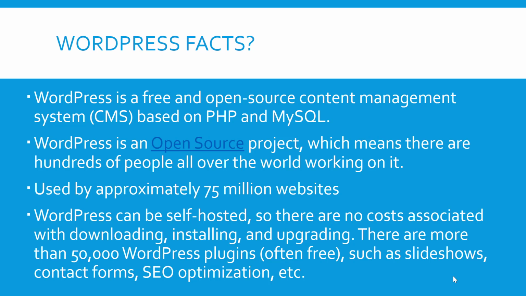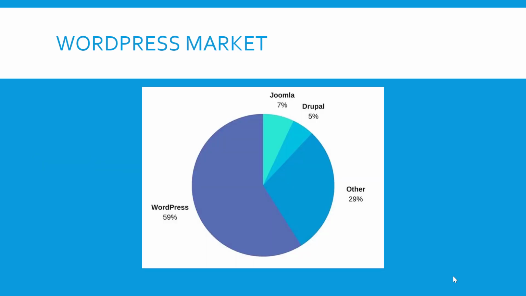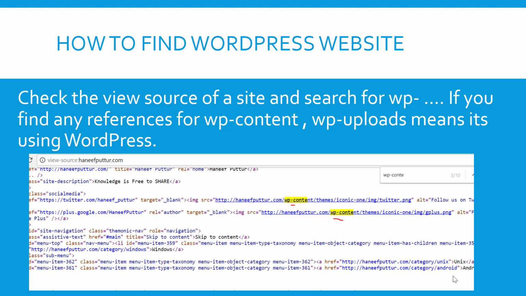WordPress is a free open source content management system which runs on PHP and MySQL database. It's widely used, and approximately 75 million websites today are running on WordPress. If you compare to other open source content management systems, 59% of the global internet websites are using WordPress. Now if you want to know whether a website is using WordPress, just right click on the website and select view source, and if you see anything like wp-content, then definitely that website is running on WordPress.